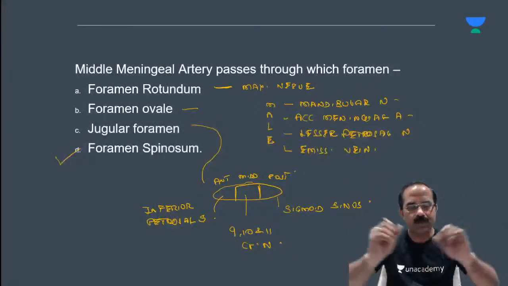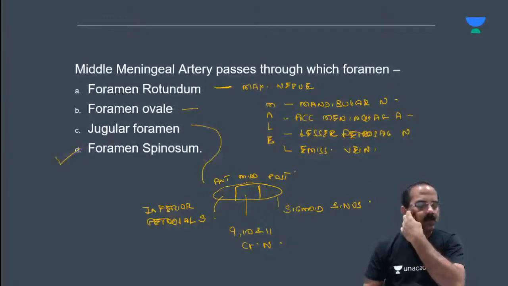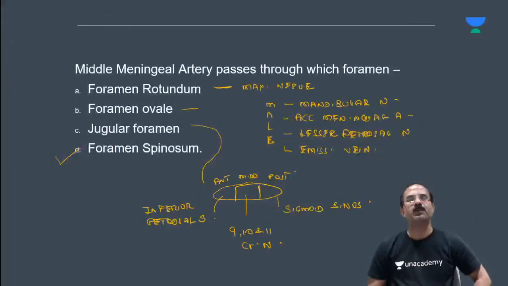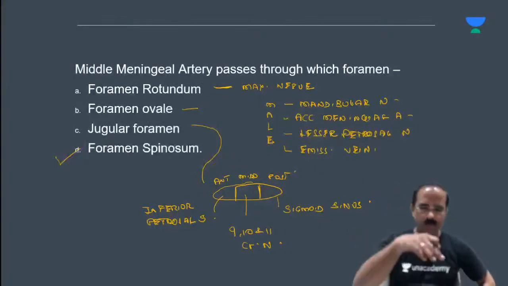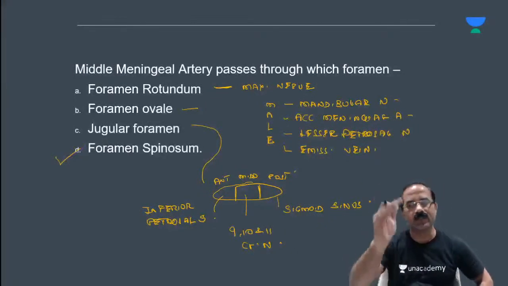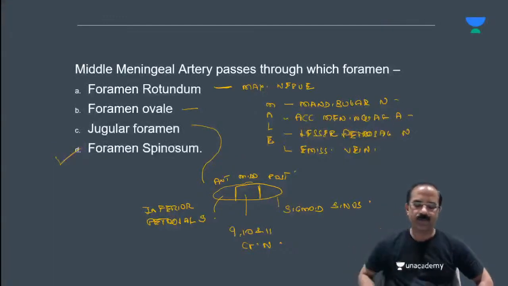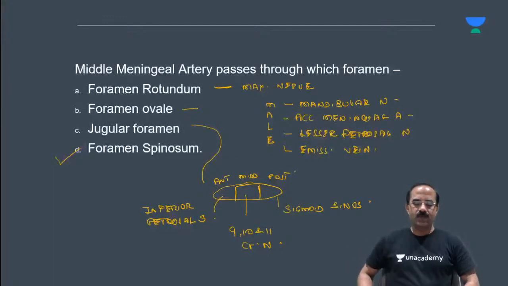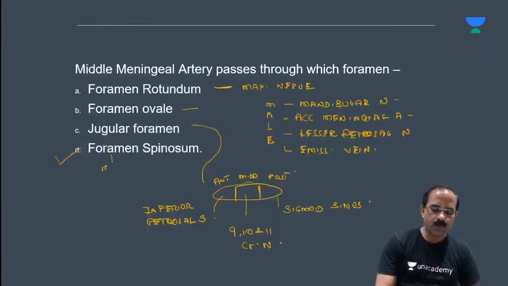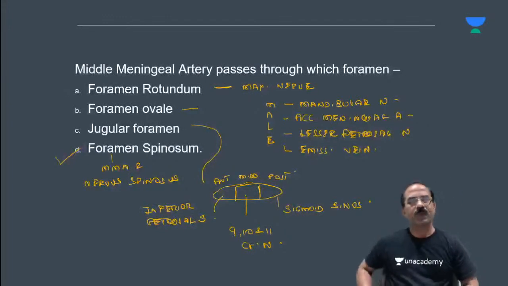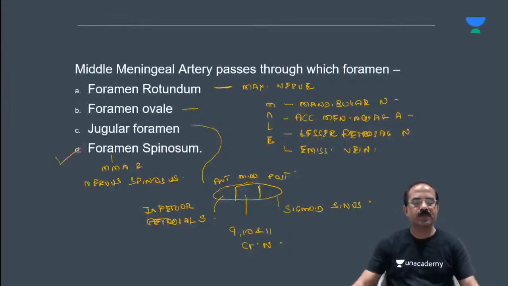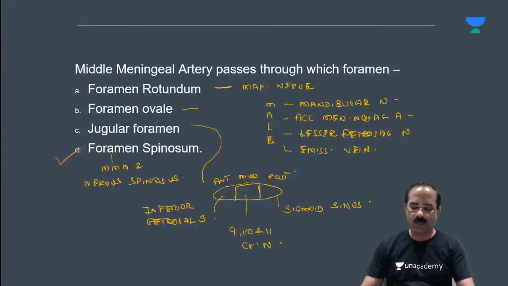जुगुलर फोरामेन के 3 कंपार्टमेंट्स होते हैं, एंटीरियर, मिडिल, पोस्टीरियर. So what passes to the anterior compartment is the inferior petrosal sinus, posterior compartment is the sigmoid sinus, and the middle compartment is the 9th, 10th and 11th cranial nerves. What passes to foramen spinosum? One is the middle meningeal artery and the nervus spinosus. This is clear to all of you?